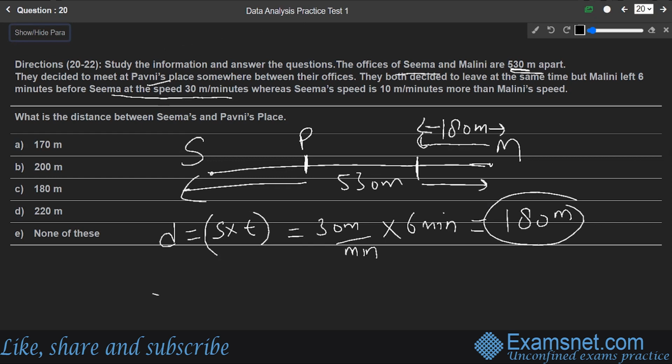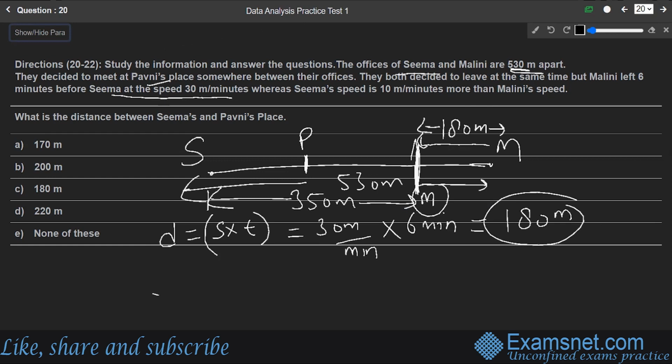So how much is the distance left? It is going to be 530 minus 180, which is nothing but 350. So the total distance from here to here is now 350 meters. This is the new position of Malini, and the distance left is just 350 meters.